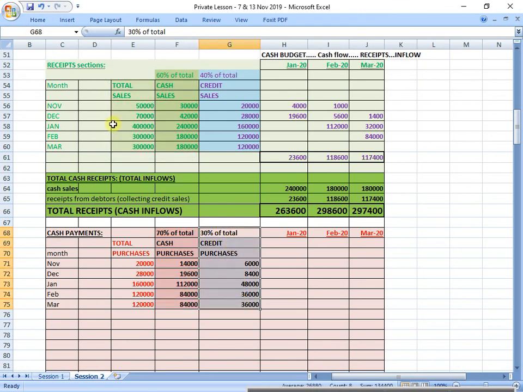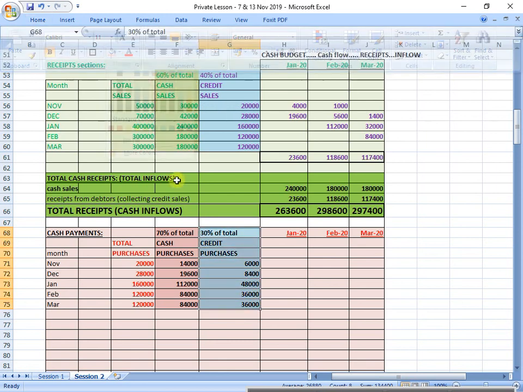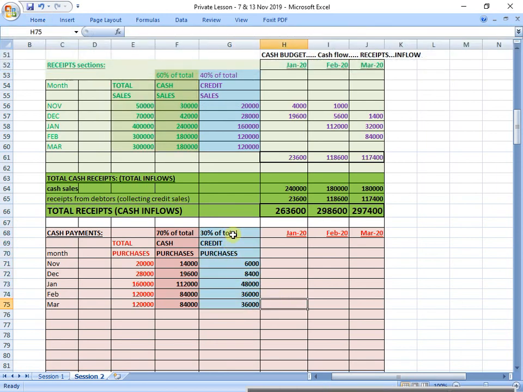These are credit purchases. Okay, again I need to do an analysis. Let's use this color, blue is okay. 30% of total is the credits. Okay, when do I pay these credit purchases? I need to go look at the information.